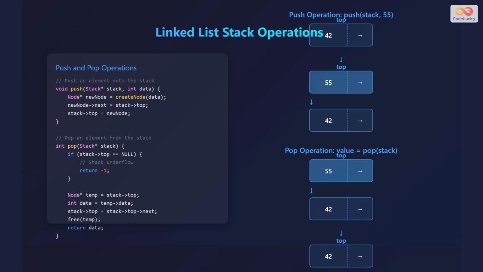In the pop operation, we first check if the stack is empty by checking if stack->top is equal to null. If it is, we simply return -1, indicating that there are no elements to pop. Otherwise, we create a temporary pointer called temp, pointing to the current top of the stack. We extract the data from the top node. Then we update the stack->top pointer to point to the next node in the list, effectively removing the top node. Finally, we free the memory occupied by the temporary node and return the extracted data.